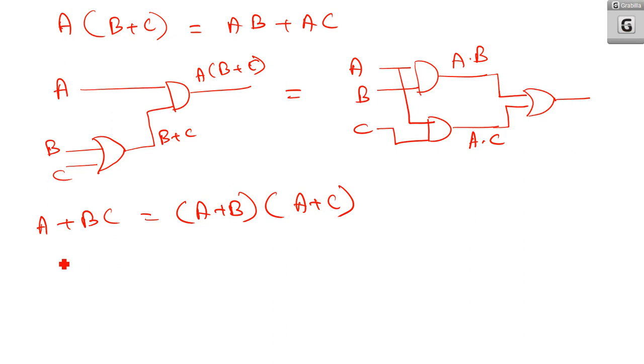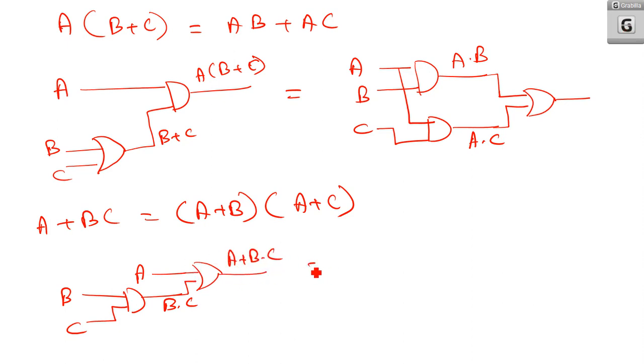So for A or BC, you have B, C, you AND them and you get B and C. Now we take A. So you will get A or (B and C). That is the same as (A or B). So you will get A, B, C, A or B.